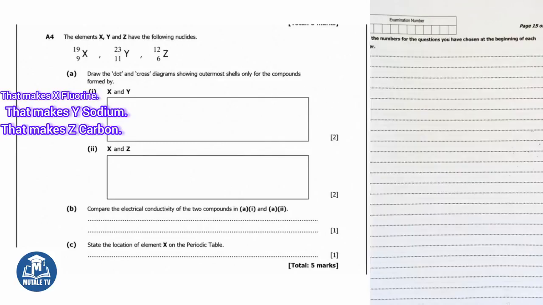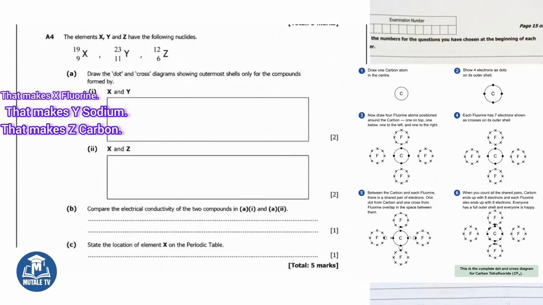Part A, Part 2. X and Z. X is fluorine and Z is carbon. Carbon has 4 electrons on its outer shell and needs 4 more to be stable. Each fluorine atom has 7 electrons and needs just 1 more. So carbon shares 1 electron with each of 4 fluorine atoms. This forms covalent bonds. The compound is carbon tetrafluoride, written as CF4.